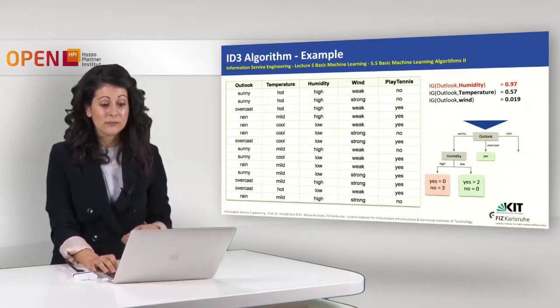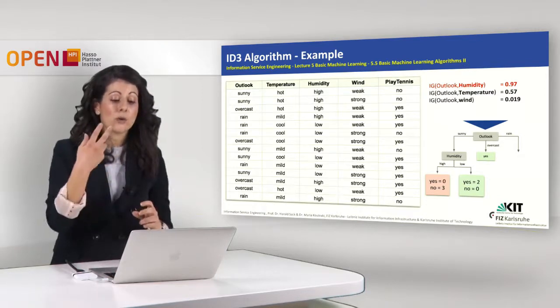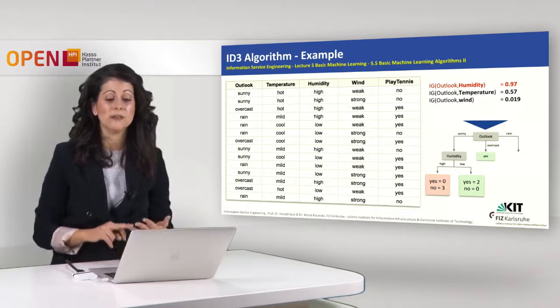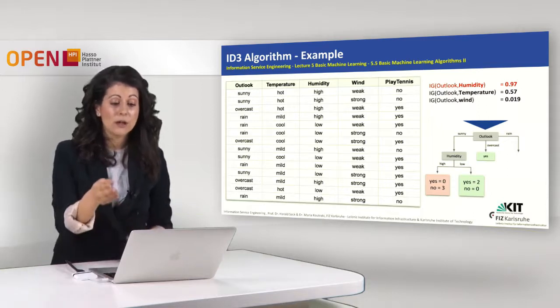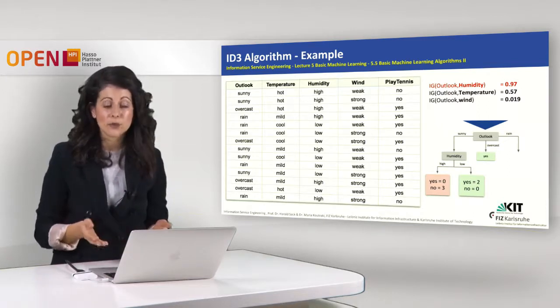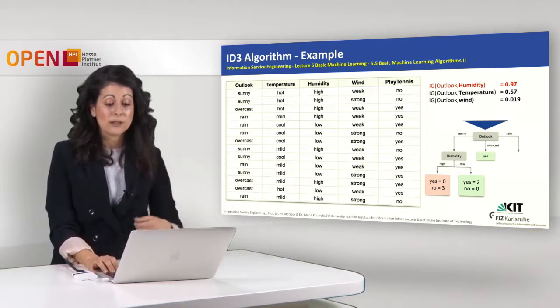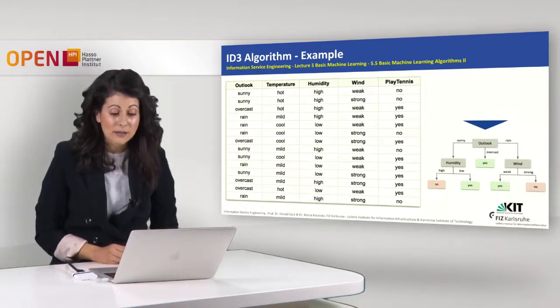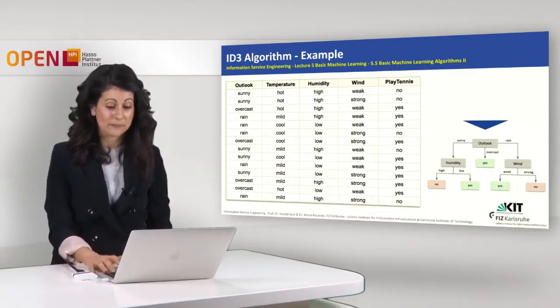So then, given outlook, what is the next best attribute to split on? Now we are going to check humidity, temperature, and wind and compute the information gain for all of them. If we do it, we see that humidity gives us the highest information gain, so we split based on humidity, and by continuing the same process recursively, we end up in this decision tree, the one that we saw in our first slides of this lecture. So pretty simple as that.